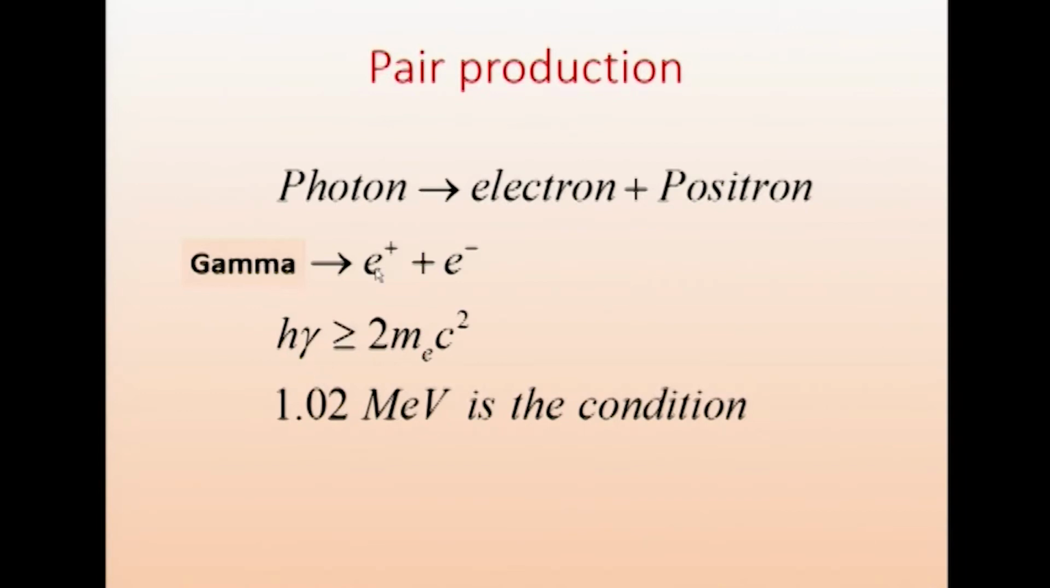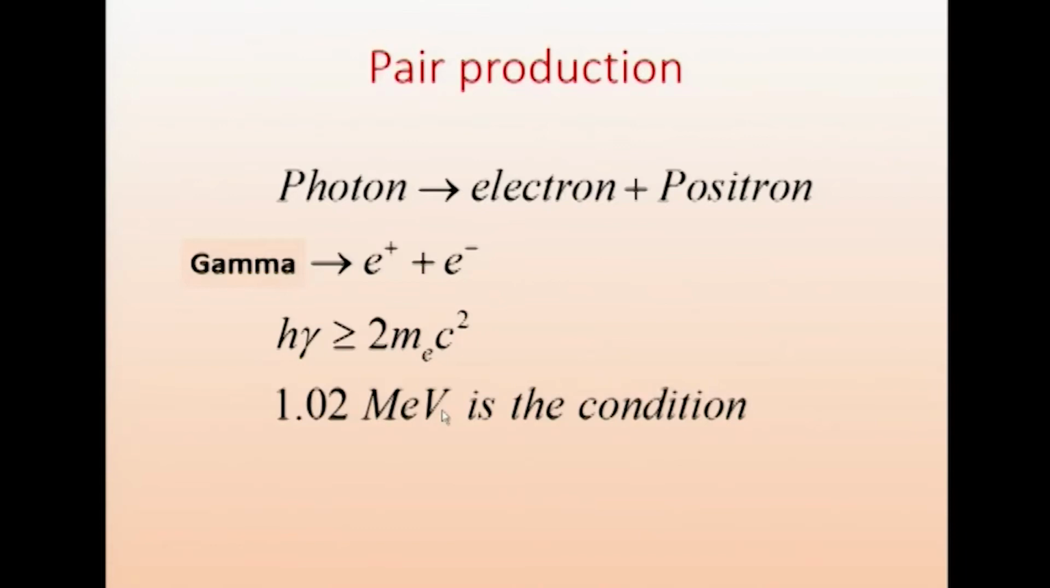And what is the rest mass energy of the electron? m_e c squared. The electron and positron both have the same mass. Therefore, the photon energy must be at least equal to 2 m_e c squared or greater. So when the incident photon is 1.02 MeV or more, we will get pair production. Suppose I get a pair production in a detector, one electron and one positron, it means a gamma ray has entered with energy greater than 1.02 MeV. These are all basics for designing the detector.